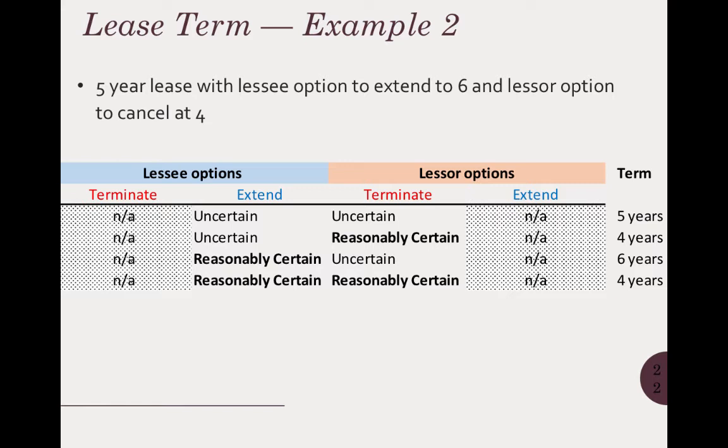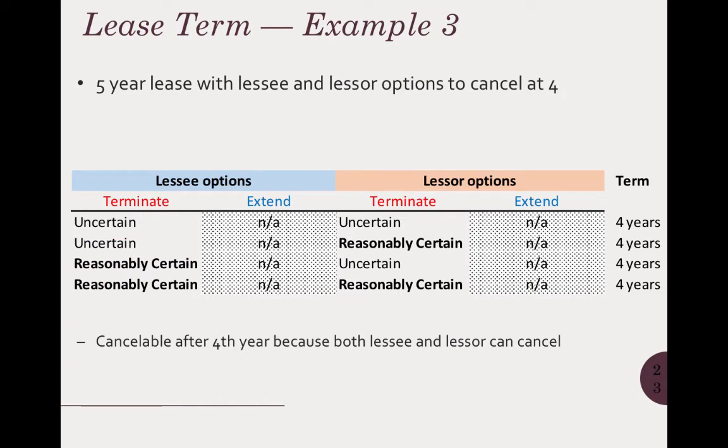In the second combination here, it's uncertain that the lessee will extend, but it's reasonably certain the lessor will cancel after 4 years, so the term is 4 years. The third iteration here, it's reasonably certain the lessee will extend to 6 years, but uncertain whether the lessor will cancel after 4, so the lease term should be 6 years. And if it's reasonably certain both that the lessee will extend to 6 and the lessor will cancel at 4, well, then it has to be 4, because you'll never get to after the 5th year when the lessee could extend to a 6th year. It will be canceled after the 4th year.